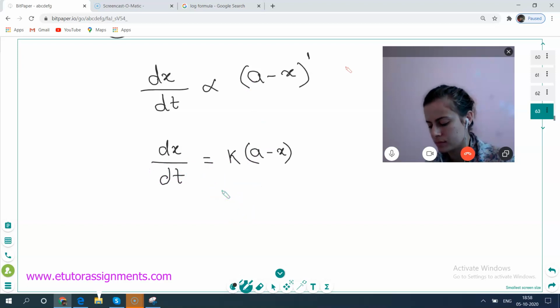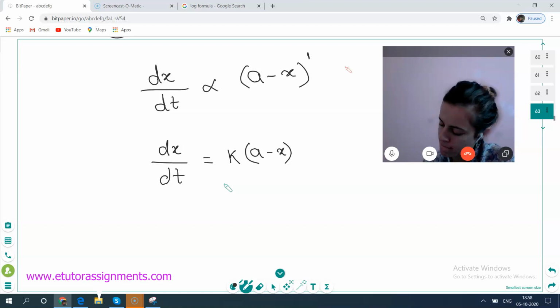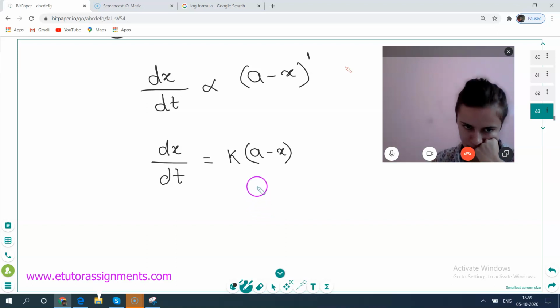Now tell me how to do the integration on both sides. You know that integration. Here a is the initial concentration. Please understand, a is your initial concentration. x is the concentration after time t, which keeps changing. So x is the variable here.